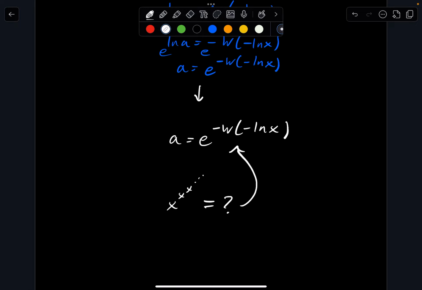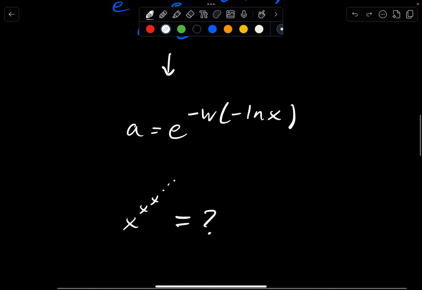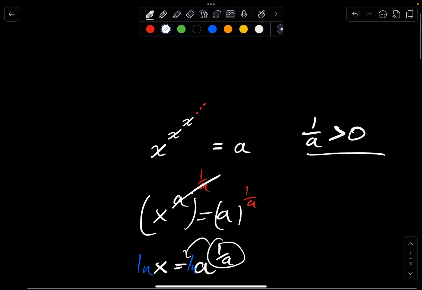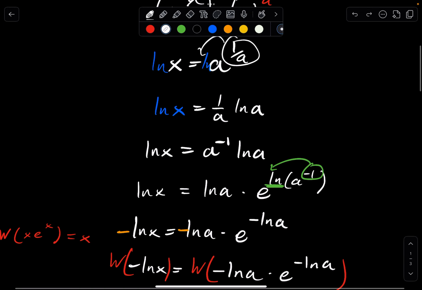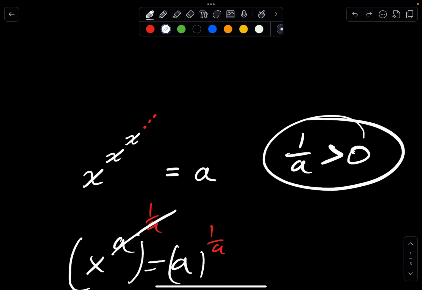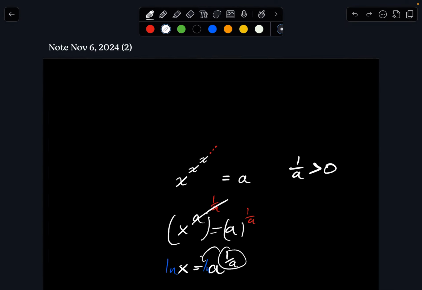And we proved it. As a quick disclaimer, this is under the assumption that 1 over a is greater than 0, because if not, we can't really do what we did here with the e to the ln. I could do a video explaining cases where this is less than 0 and what we do there.